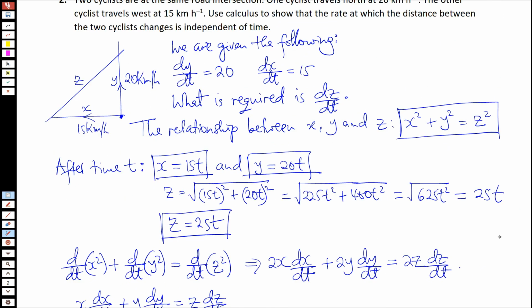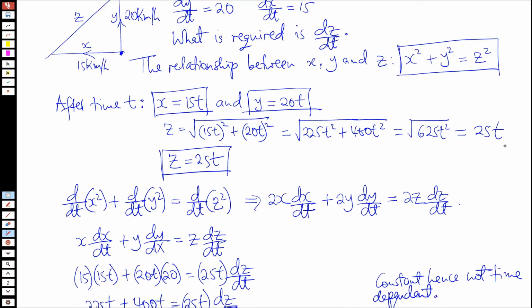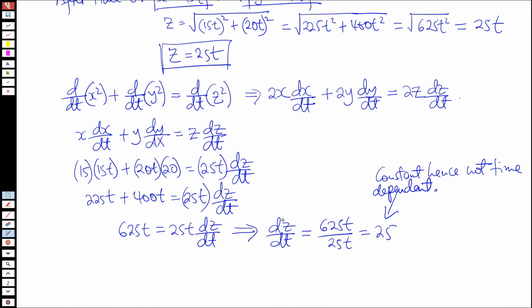And that's basically what you're trying to do here. We are trying to show that the rate at which the distance between the two cyclists is changing is independent of time. And that's basically what's happening here. You can see that that rate of change is a constant and it's not time dependent.